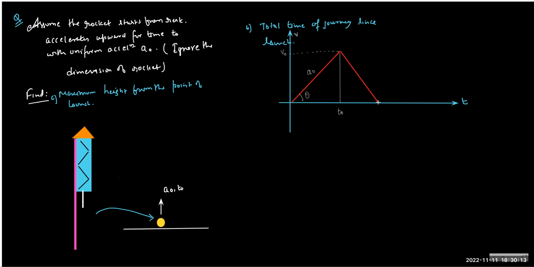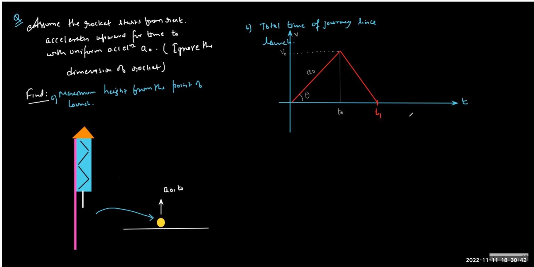But area under the VT graph gives you displacement. So when velocity is 0, this is your maximum height point, correct? What is T1? Maximum height, yes or no? Do you realize that T1 is the maximum height? Okay, you're not able to realize.